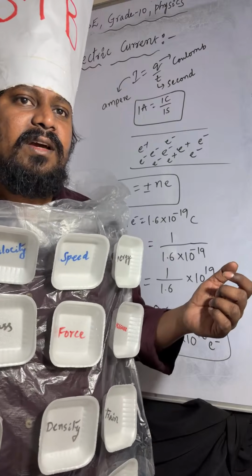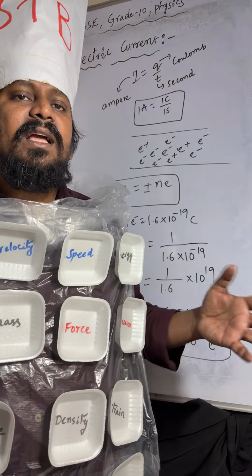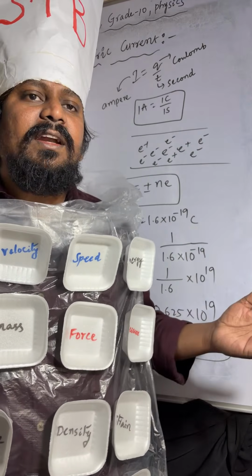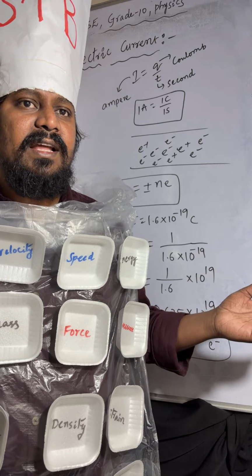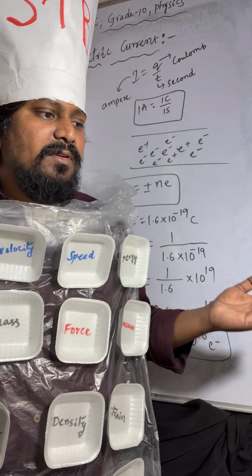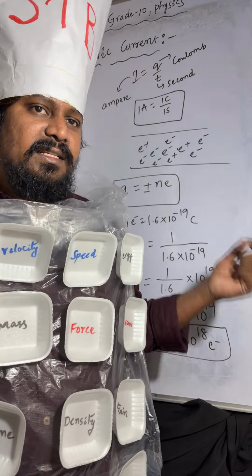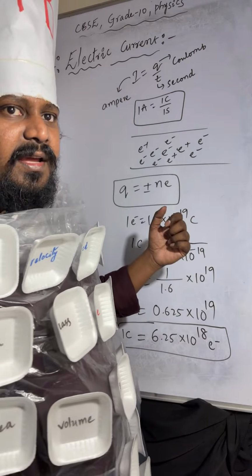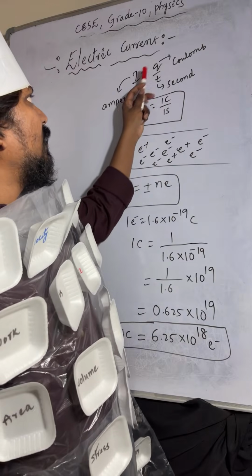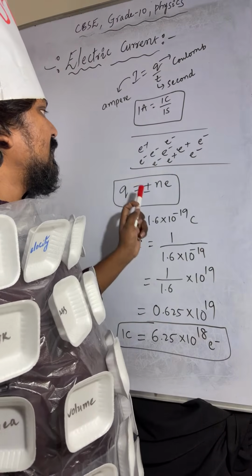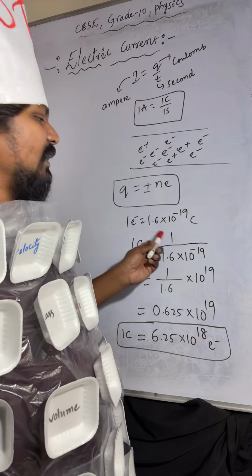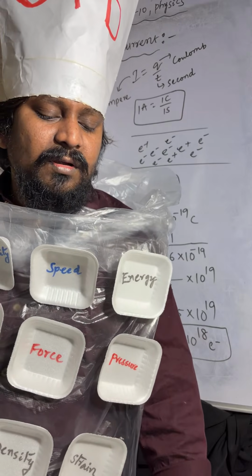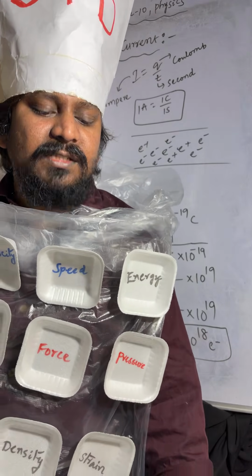The SI unit of current is ampere, the SI unit of charge is coulomb, the SI unit of time is second. 1 ampere is defined as 1 coulomb of charge flowing through unit cross section area per second. So here you can observe: I equal to Q by T, 1 ampere equal to 1 coulomb per 1 second, Q equal to plus or minus Ne. On 1 electron the charge is 1.6 into 10 power minus 19 coulomb. In 1 coulomb, 6.25 into 10 power 18 electrons are present.